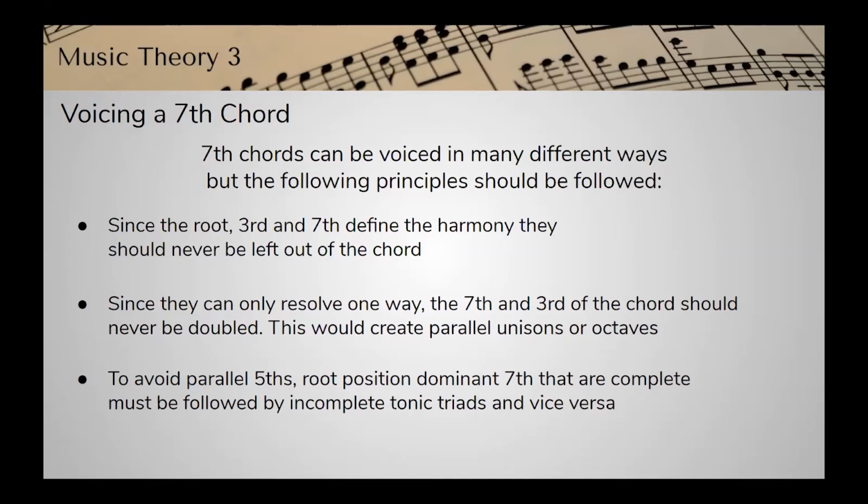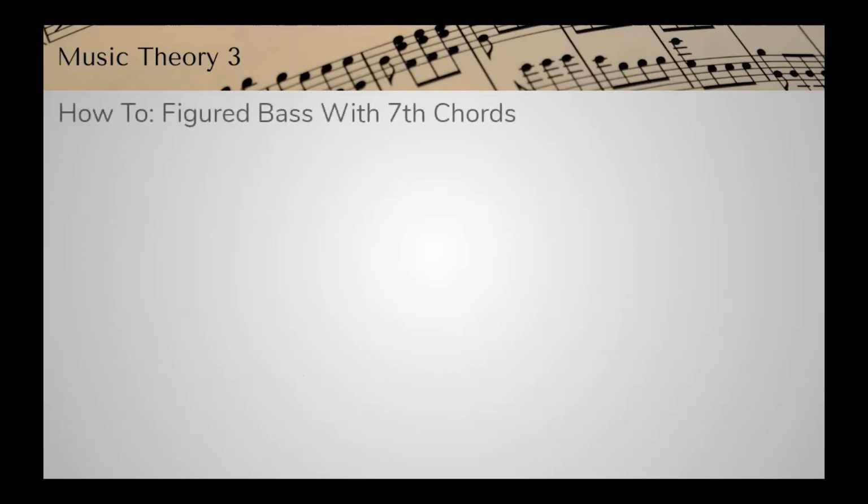But it's also true in reverse. So if you want to resolve to a tonic triad that has all of its parts, that has a root, a third, a fifth, then your dominant seventh chord will have to be incomplete. It will have to be missing the fifth, okay? All right, so let's look at an example.